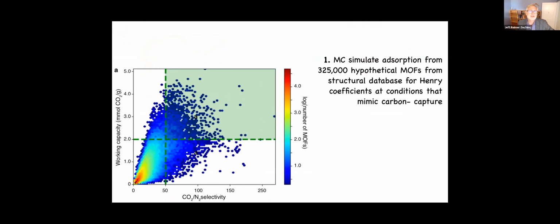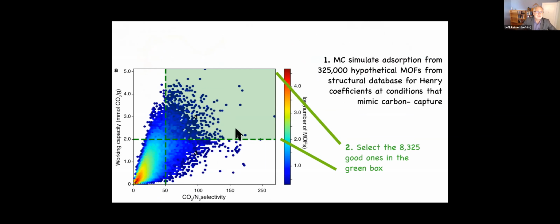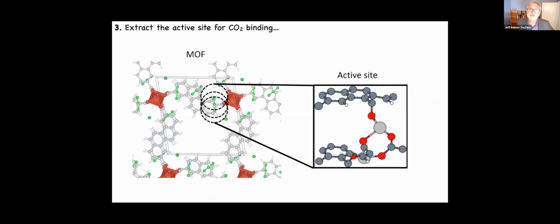Let's go to a database, use Monte Carlo methods to calculate the adsorption isotherms or the Henry coefficients for a few 100,000 hypothetical MOFs and ask which ones separate CO2 from nitrogen. Most don't. A few do. So let's take those 8,000 that have high selectivity and high capacity, and then calculate the active site using the computer.